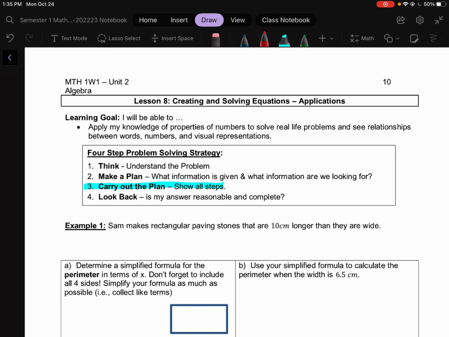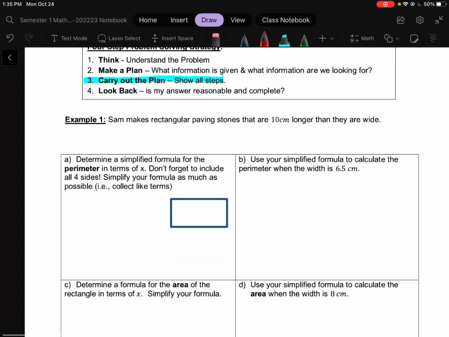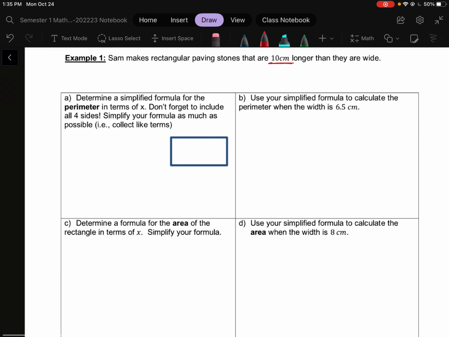So for our question here, it says Sam makes rectangular paving stones that are 10 centimeters longer than they are wide. So that is some useful information that we will need. So the first step here says determine a simplified formula for the perimeter in terms of x. Don't forget to include all 4 sides because it is going to be a rectangular paving stone. And it says simplify your formula as much as possible. So this is going to be really important. We need to simplify our formula to be in the lowest form possible.